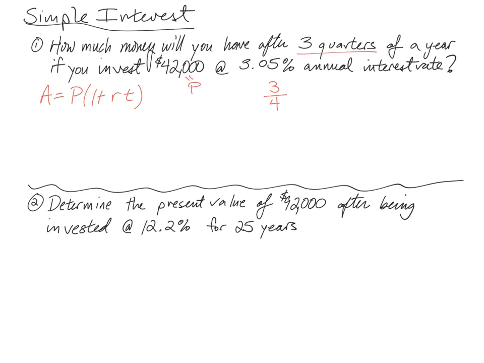So here's our P. This would be our T here now. And our interest rate, 3.05%, would look something like this: 1 plus 0.0305. There's the interest rate as a decimal. And then we have our time as a fraction, and this is going to get very weird very quick.